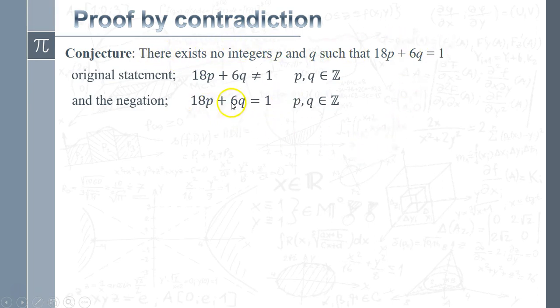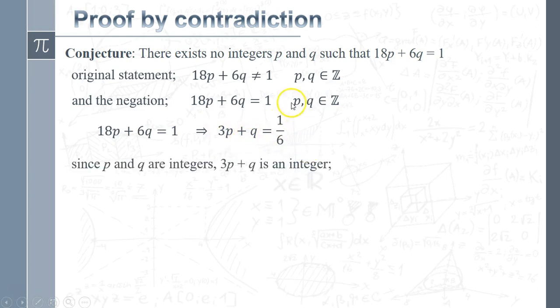So what we're going to do is prove there's a contradiction within this statement here. And we're going to do it in a very similar way to what we did last time. So if we've got that, do a bit of dividing, and I've divided by 6 here, so we've got 3p plus q equals 1/6. And by definition, since p and q are integers, 3p has got to be an integer, q has got to be an integer, 3p plus q are therefore an integer, and we're saying that those things add together to make 1/6, which is clearly not an integer. So we have a contradiction.